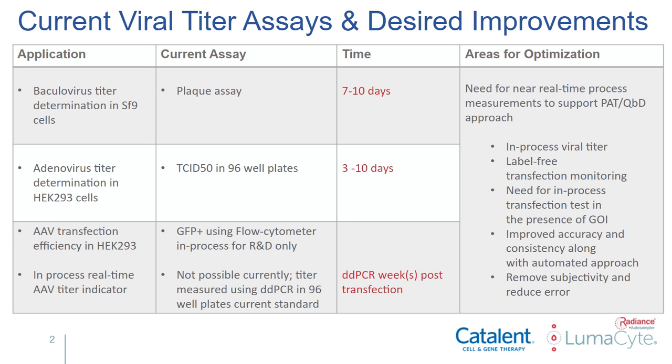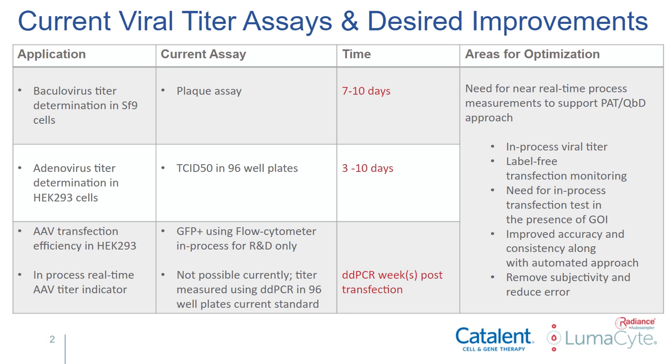And based on these current assays, these are the areas of optimization that we've identified. We identified that there is a need for near real-time process measurements to support a PAT and eventually a quality by design approach, and especially to develop assays that could be used to measure in-process viral titer.